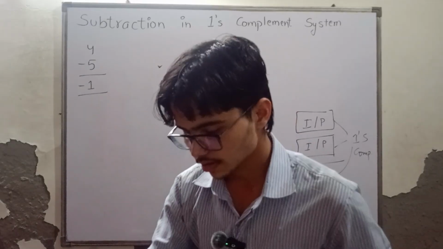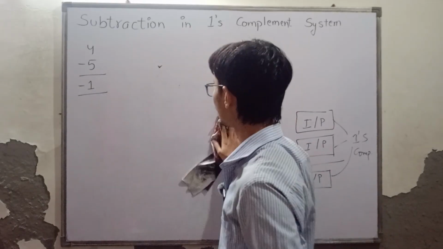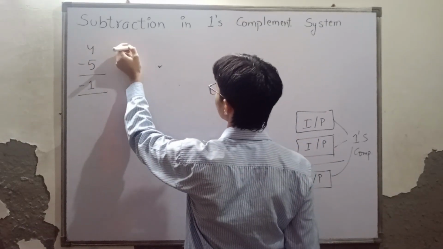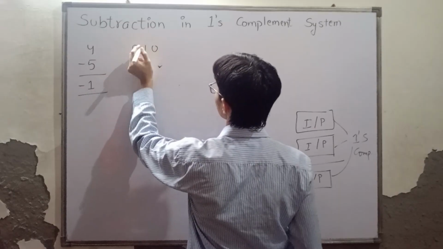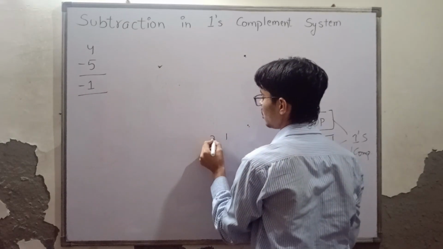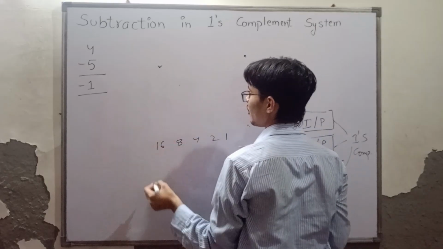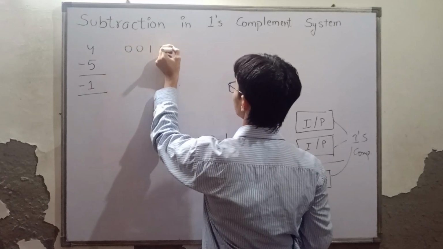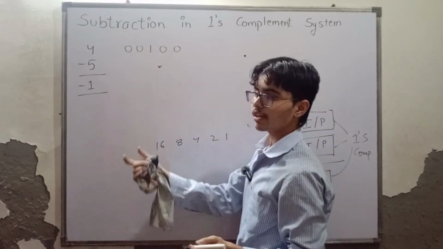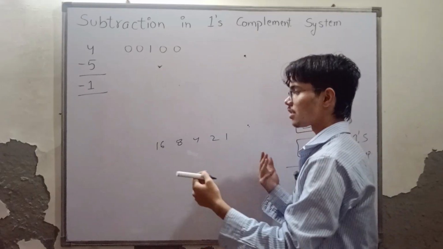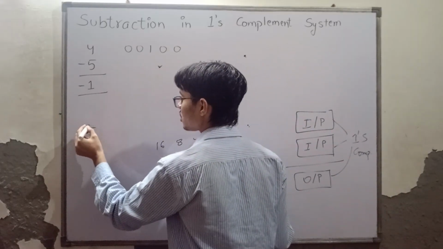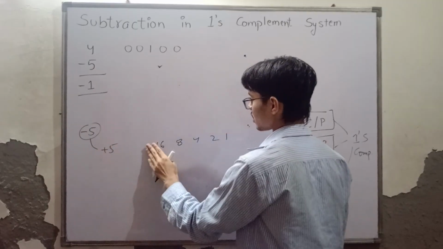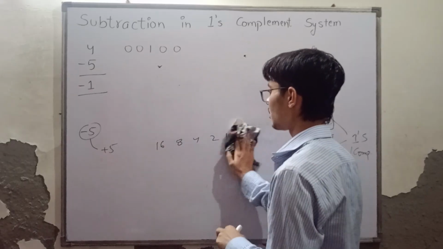Okay, so let's solve. First of all, we have to write 4. I have to write it in 5 bits: 1, 2, 4, 8, 16. How do we write 4? 0, 0, 1, 0, 0. And how do I write -5? We already know how to write -5, but for writing -5, first of all write how you write +5. How do you write +5?